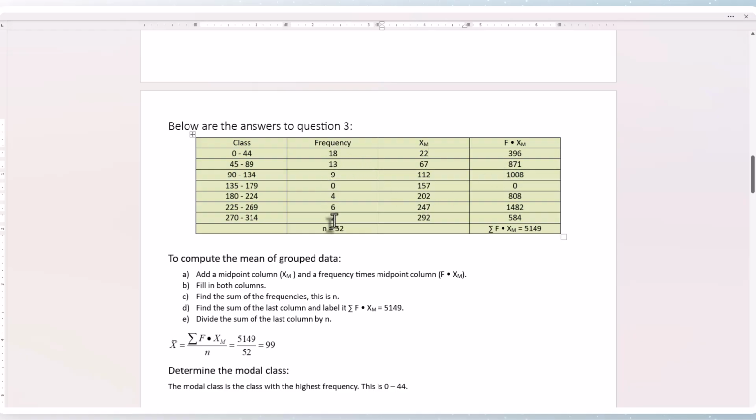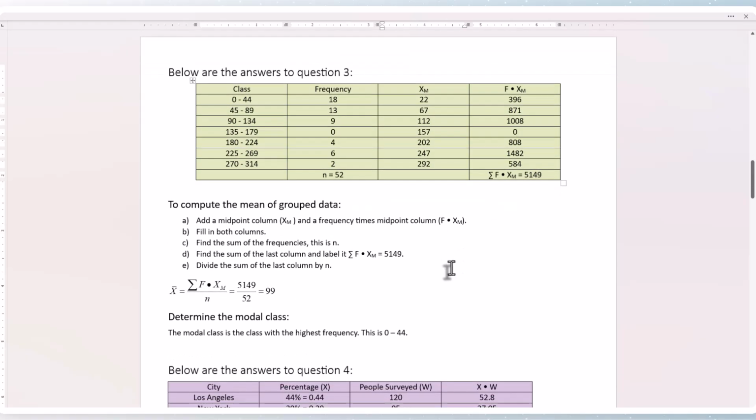Finally, we add up the frequencies. That's n. n is 52. And we find the sum of the last column, 5,149. The final step to find the mean for group data is to divide 5,149 by 52. And when we round to one decimal place, it's 99.